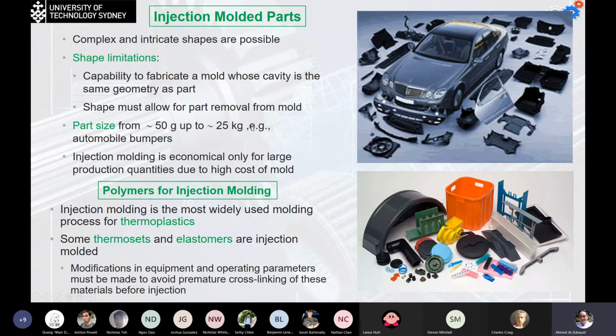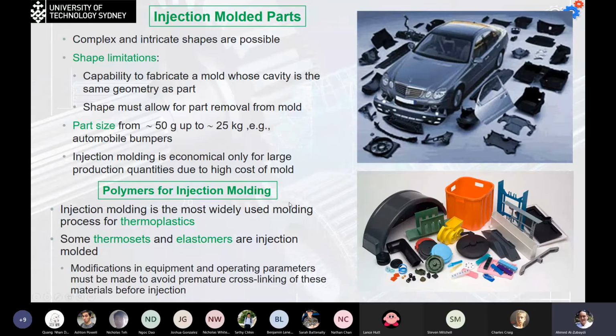Injection molding is usually economical only for larger production quantities due to the high cost of the mold. The mold can cost me, for example, $100,000, and I'm not going to use it to make 20 parts. At least I need to make about 500,000 parts. In that case, each part will cost me about 20 cents or even less.